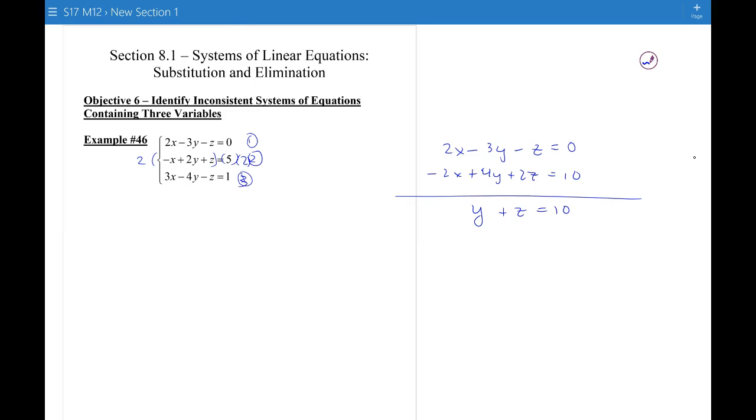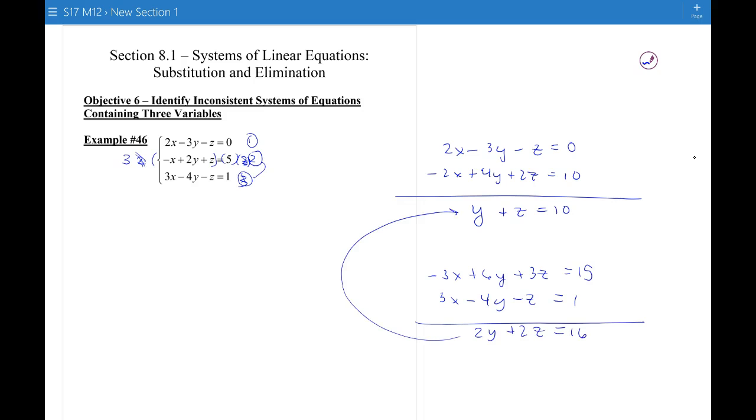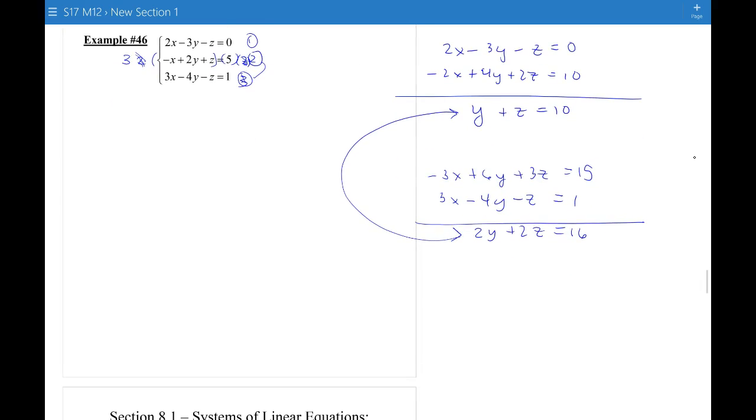Now I'm going to combine 2 and 3 to try and eliminate the x. So now I'm going to multiply the second equation by 3 on both sides. So I'm going to get negative 3x plus 6y plus 3z equals 15. And 3x minus 4y minus z equals 1. So 2y plus 2z equals 16. So now I have a system of two equations with two unknowns.